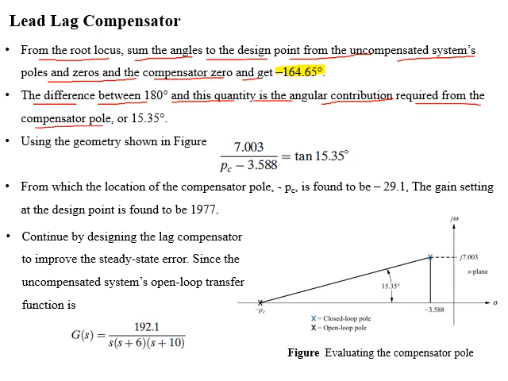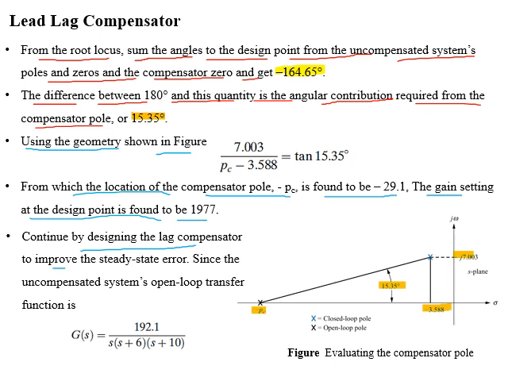Now the angular contribution required from the compensator pole is equal to 15.35 degrees. Now using the geometry from the figure, we will calculate the pole's location. From this, the location of the compensator pole is found to be minus 29.1, and we will again calculate the gain with the compensator pole and zero and uncompensated system poles, and it is found to be equal to 1977.